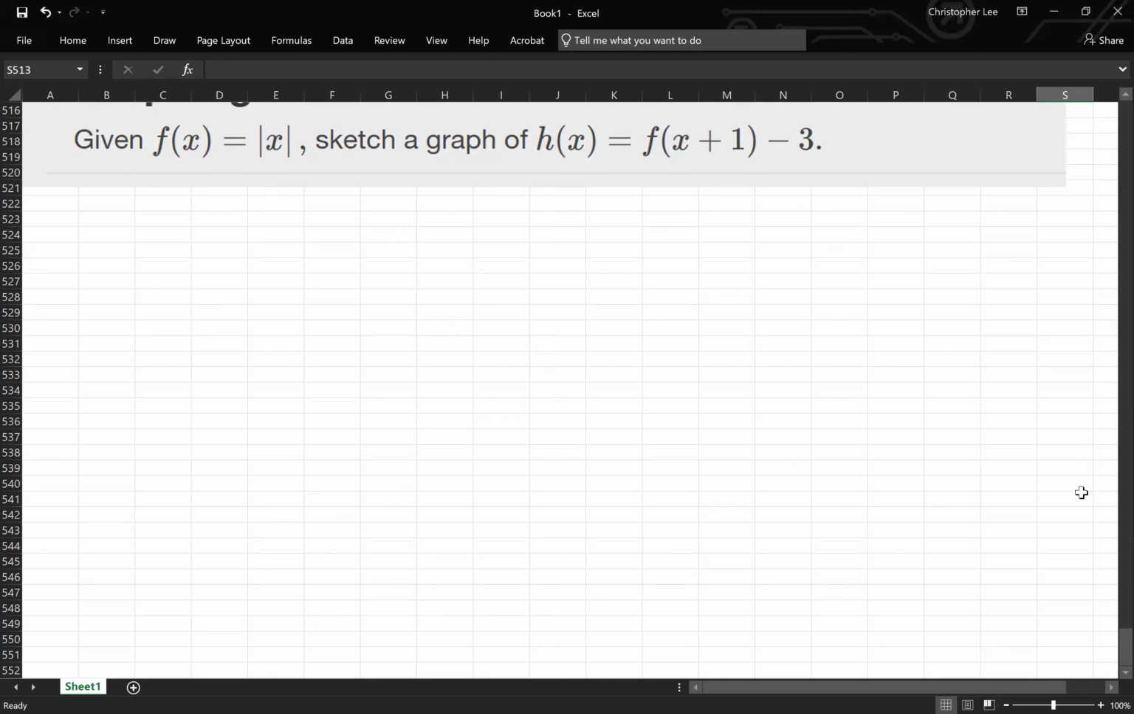It's going to go to the left. How many units? Okay, and then what else? Down 3 units. That's it. All right.